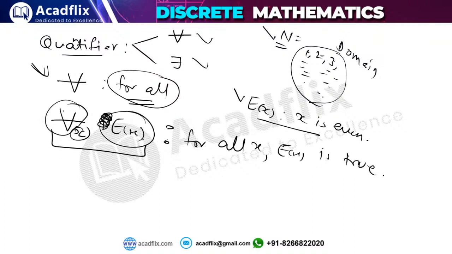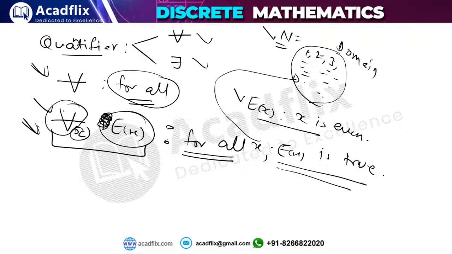So remember, this is how we interpret it. For all x E(x), how do we interpret it? One by one. First you interpret this: for all. Then you interpret x: for all x. Then you interpret this: E(x) is true. So this formula, for all x E(x), is saying that for all x in the domain, remember, in the domain, because this x can take values from this domain only, E(x) is true.